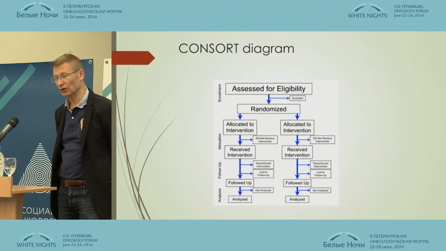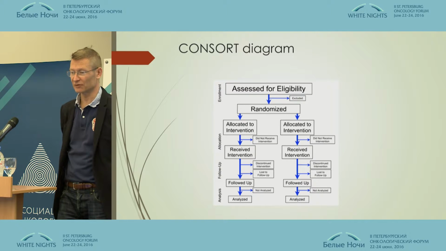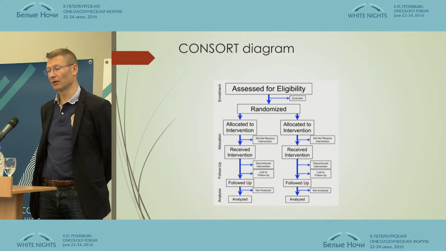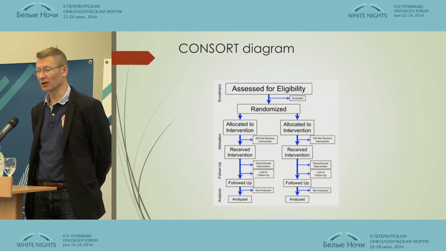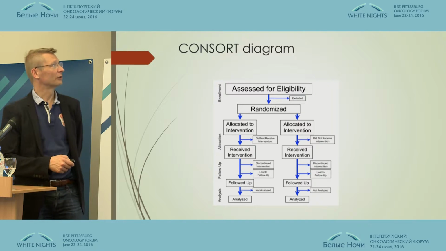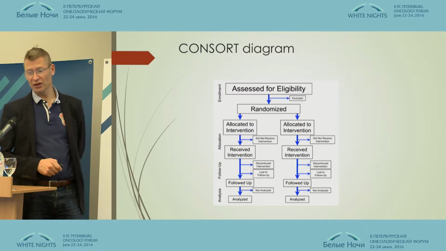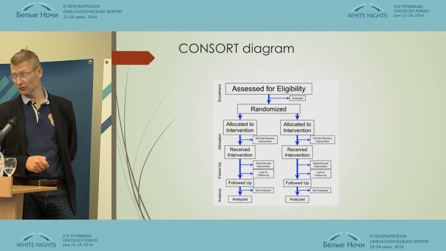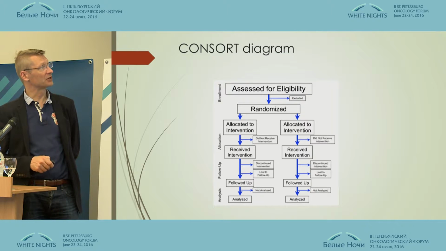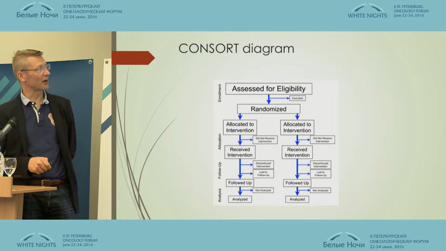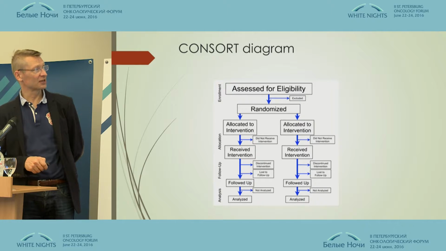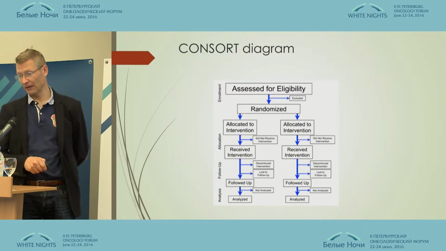And CONSORT is Consolidated Standards for Randomized Trials. So it's a reporting guideline. And here is the standard CONSORT diagram, which describes how one should report the results. So numbers of people that are assessed for eligibility, exclusions, number of people randomized, numbers of people allocated to the 2 interventions, numbers of people who received or did not receive the planned intervention.